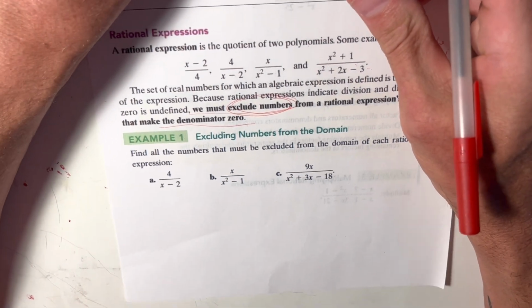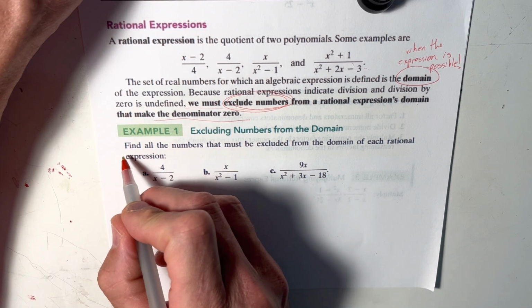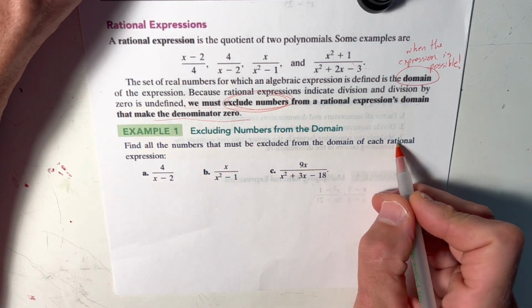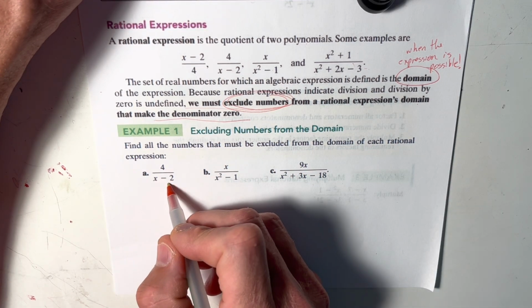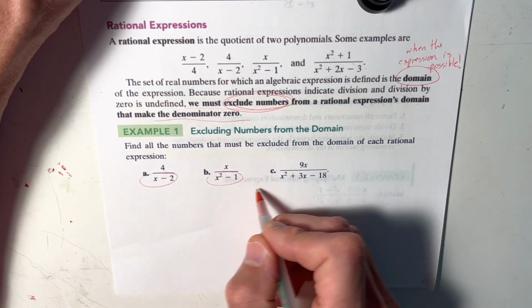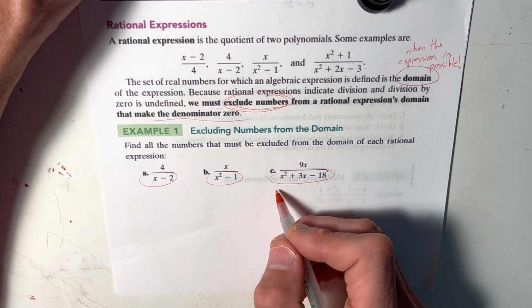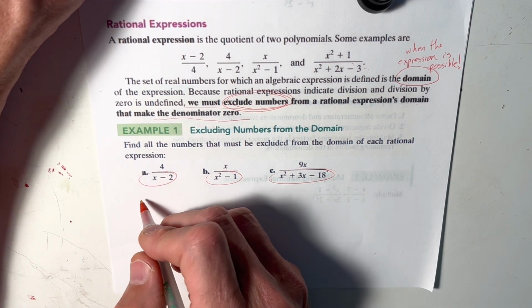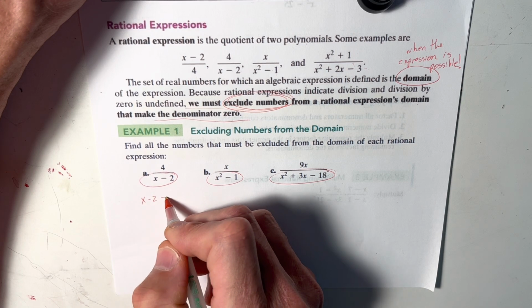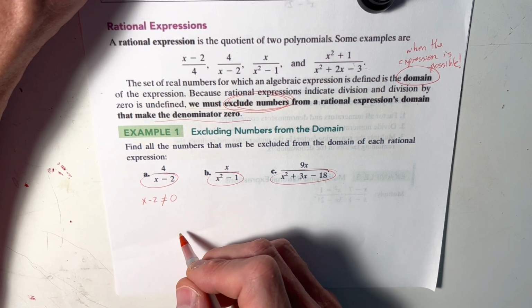So the first one that we have is 4 over x minus 2. Find all the numbers that must be excluded from the domain of each rational expression. In all three of these examples, we're going to focus just on the denominator. So the way I like to write it is x minus 2 cannot equal 0. That symbol means does not equal.